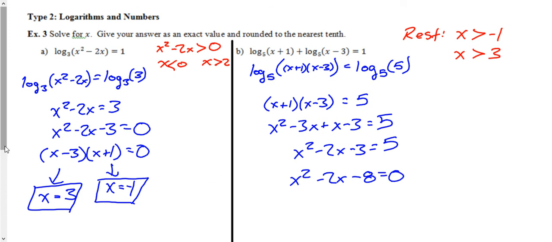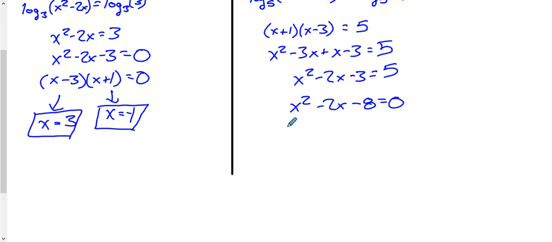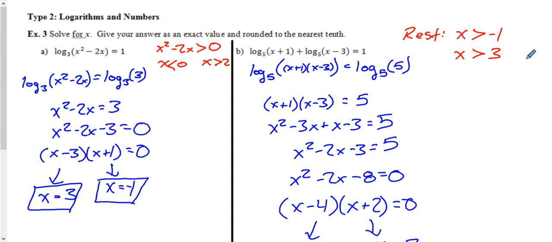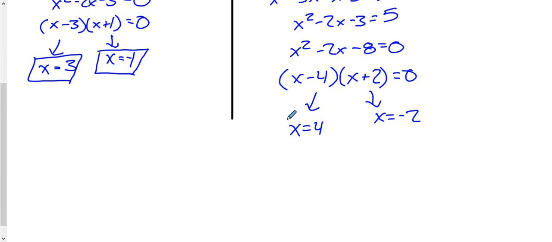And now to finish this one off, I'm going to factor, and my factors are going to be (x minus 4) and (x plus 2) equals 0. Setting each equal to 0, I have x equals positive 4, and over here x equals -2. Let's double check our restriction because we did it at the beginning. We have a restriction of x has to be strictly greater than 3 or greater than -1. Well, 4 is greater than 3 and -1, so 4 fits. -2 is not greater than 3, so there we go. This is an extraneous solution, so you don't want to put a square around it.